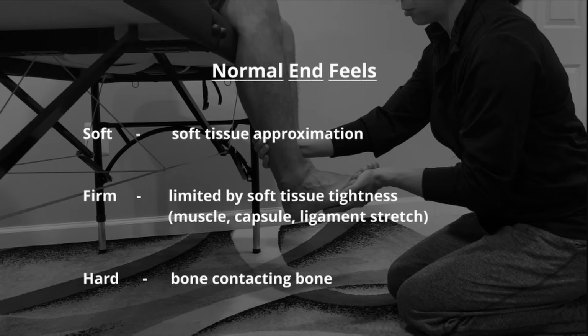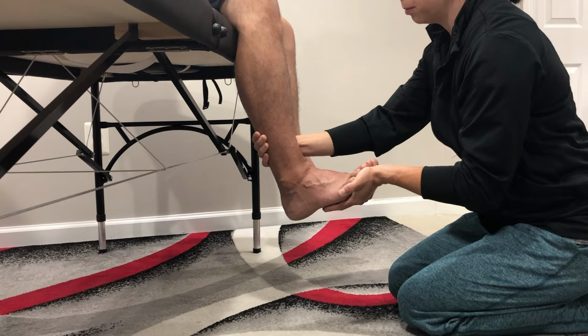An example of this is elbow extension. A majority of joints have a firm end feel. During a firm end feel, motion gradually comes to a stop as the soft tissue surrounding the joint gets tighter and tighter. End feel is used to help determine proper function of a joint.